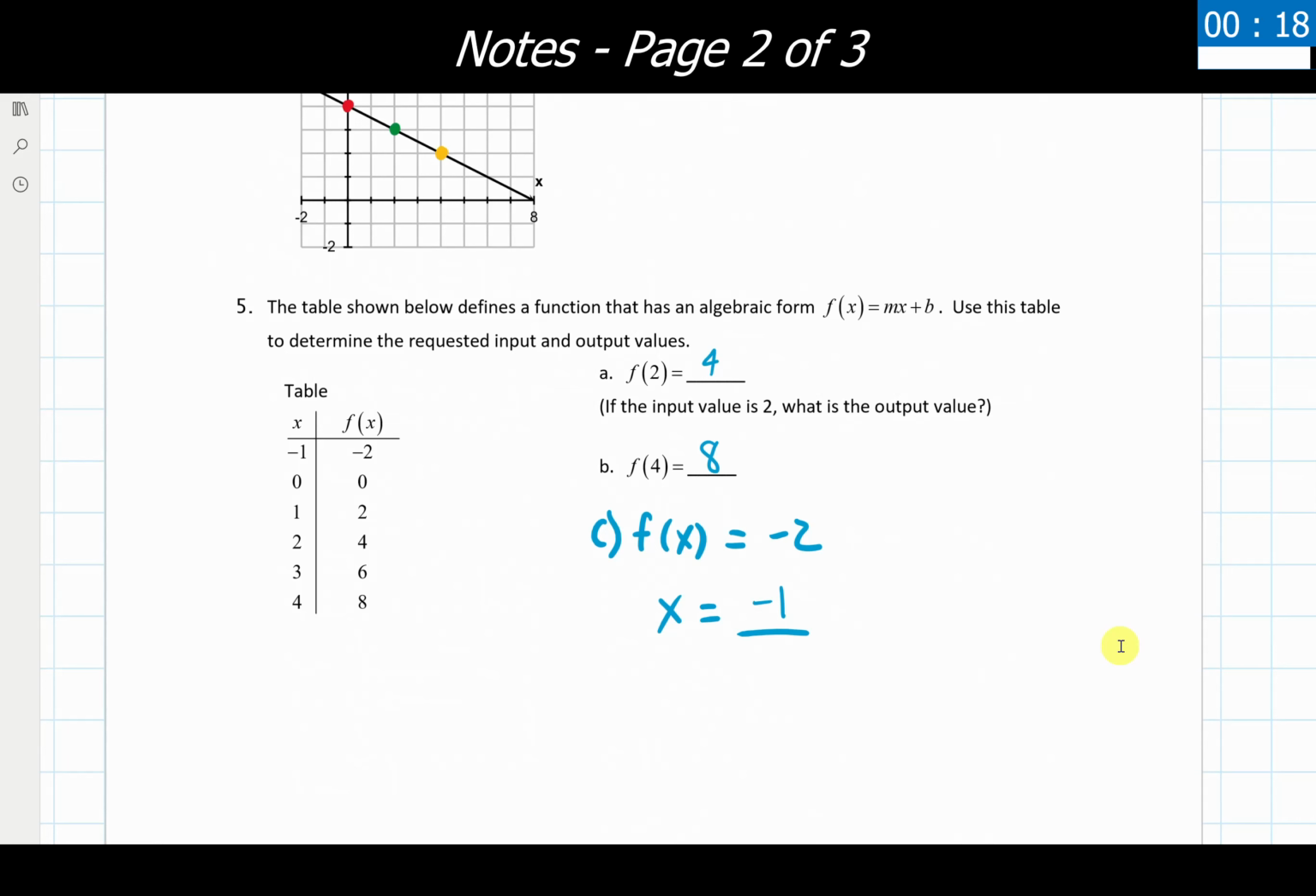Again, come back with all of these to this question: have I been given an input value and I'm solving for an output value? Or have I been given an output value and need to solve for my input value? Make sure you're double checking that before you're just writing in your answers.